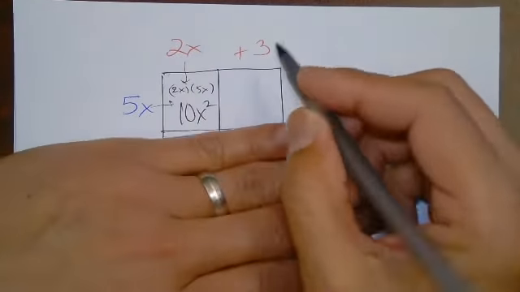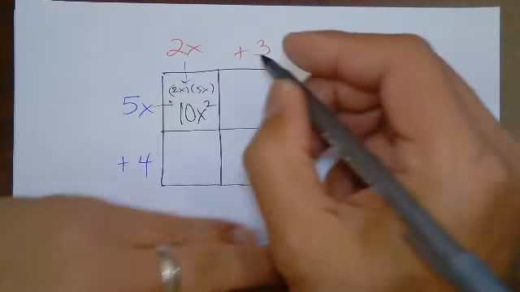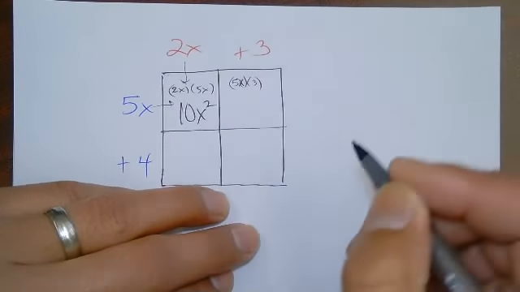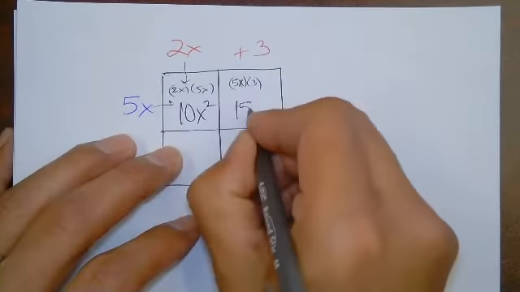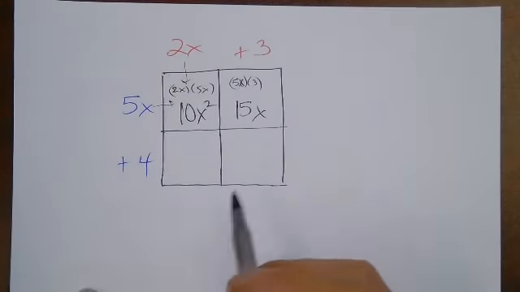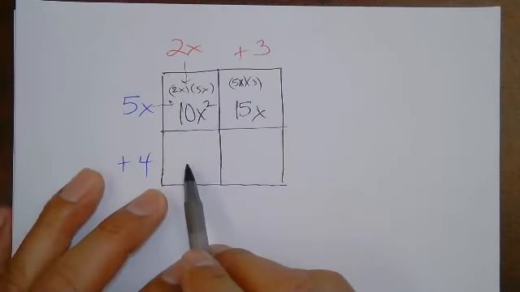Everybody agree? Yes. And then what has to be multiplied on this top right? 5x times 3. Well, that's going to be 15x, yes? Yeah.